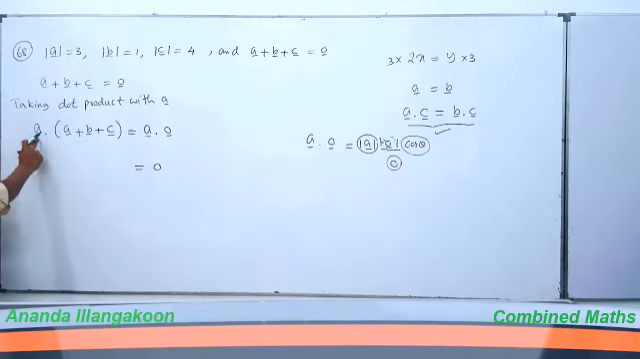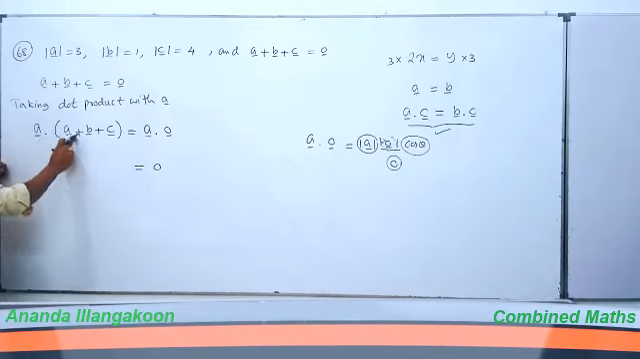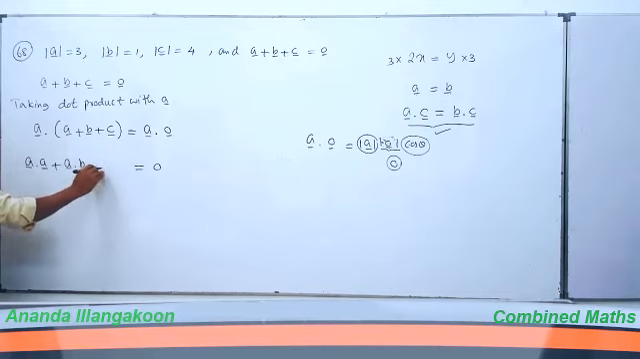Now people, you can use the distributive law. How? You can remove this bracket like that: A dot A plus A dot B plus A dot C is equal to 0.